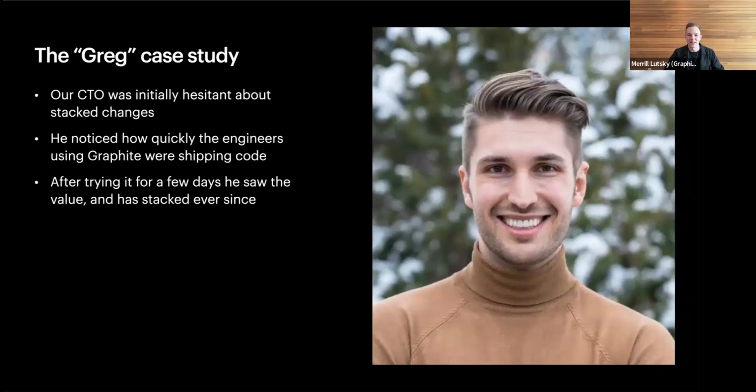The other one was what we called the Greg case study. When we initially built Graphite internally, my co-founder and our CTO Greg was quite hesitant about Graphite and about stacked changes. He came primarily from Airbnb, where this wasn't really a workflow that was commonly used, and initially was resistant to changing the way that he thought about code review. One of the common things that we hear from Graphite users is that it's hard to think about completely changing your source control workflow in the beginning, and it takes a little bit to wrap your head around the benefits of Graphite. This is something that we're working on quite a bit, by the way, and we'll talk about that at the end. But Greg in the beginning was very much in that camp.